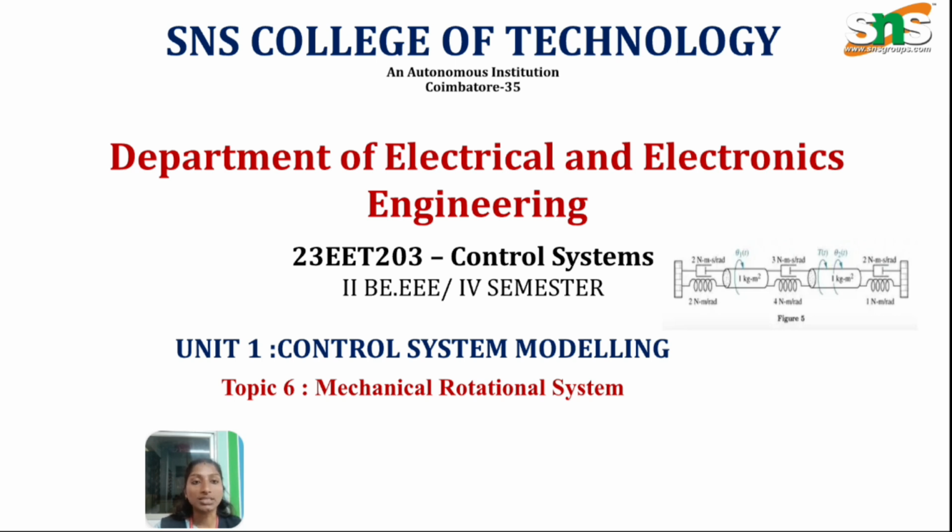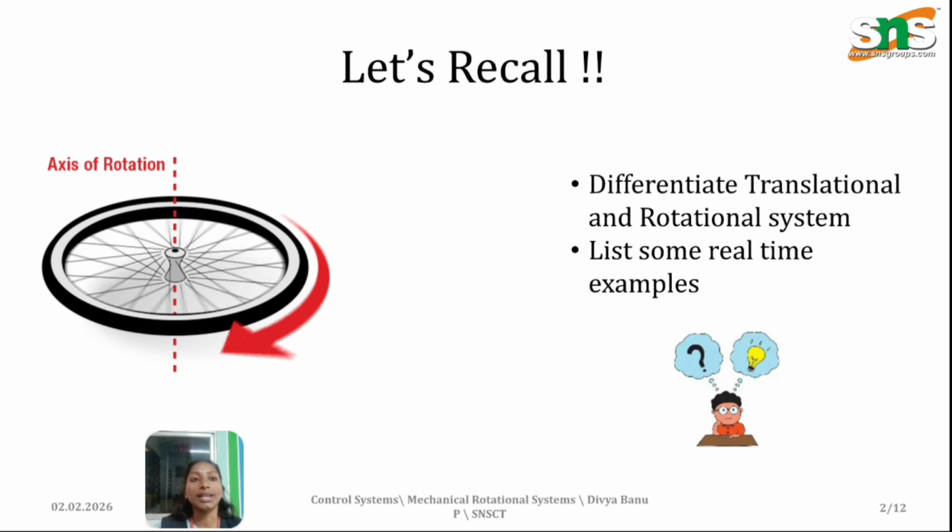Whenever there is a rotation, we know that there will be an angle which is mentioned as theta and there should be some torque. Let us recall the difference between translational and rotational system. Translational system is to and fro motion, which is linear motion, whereas in rotational, here we have shown a picture, the axis of rotation, and the torque and angle that we know.